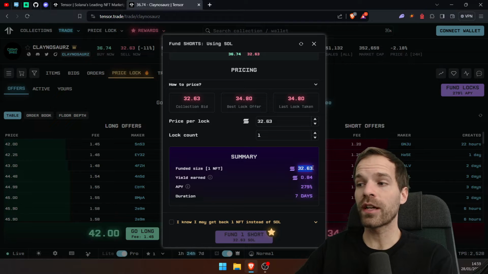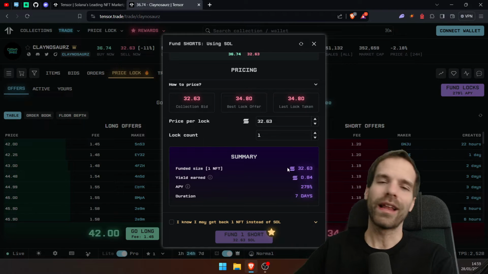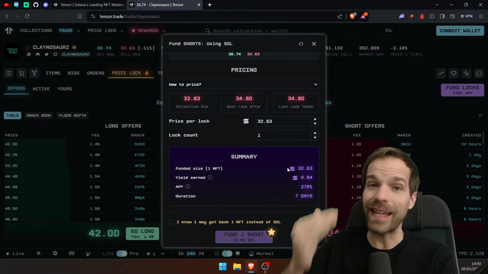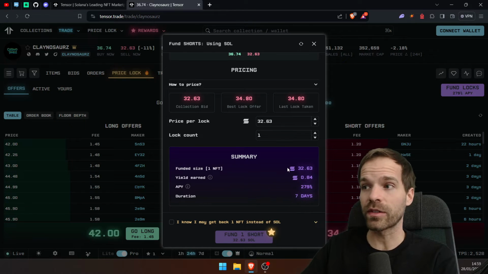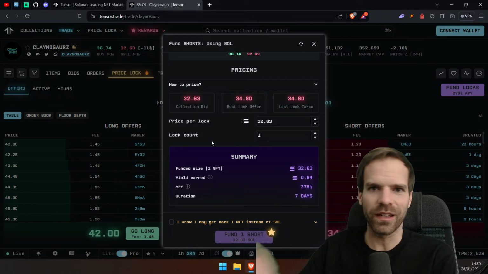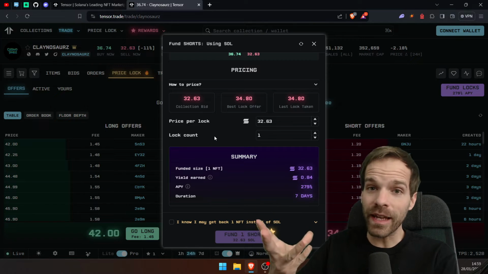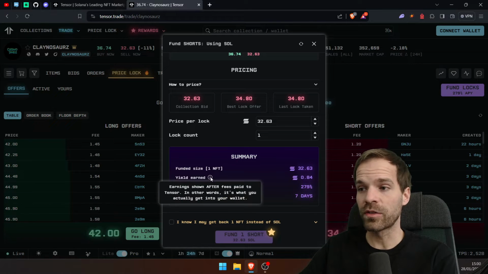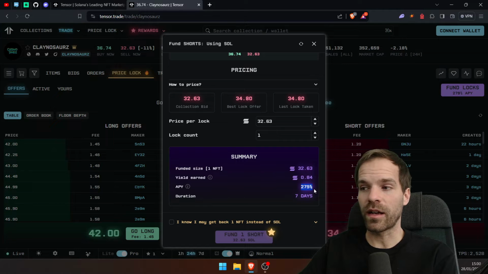And then we would put that SOL in there for a week. Well, actually possibly longer. It's a week from the point where it is taken. If it's just sitting there without somebody actually taking that lock, then it's just sitting there, but you can take it back at any point. And if somebody takes it, after a week you get paid this much after fees to Tensor. And in APY, that's almost 300%, which sounds good.